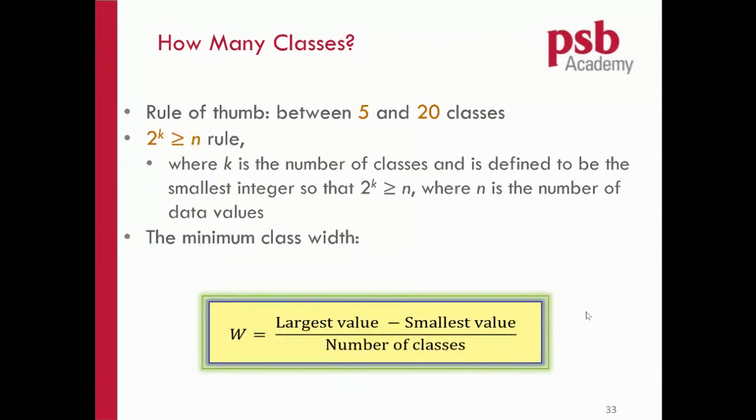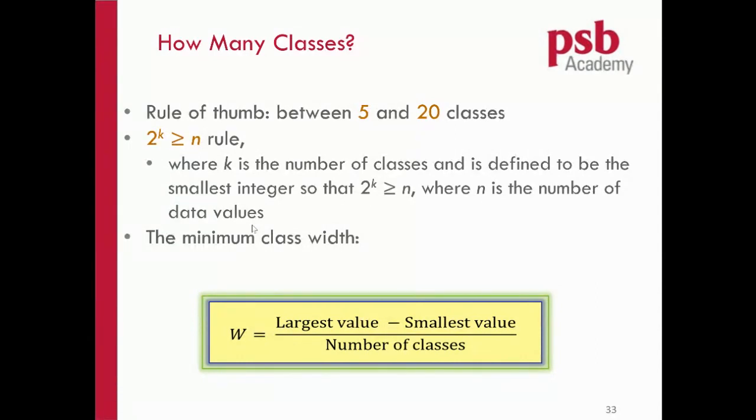We are going to use a rule. This rule is called the 2 to the power k rule. 2 to the power of k must be greater than a number. Now today you will be introduced to the first symbol in statistics, which is n. What is n? n is the number of data values. For example, if you have 20 numbers, the n will be 20. If you have 100 numbers, then the n will be 100.